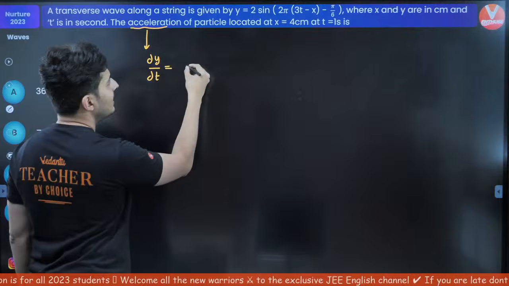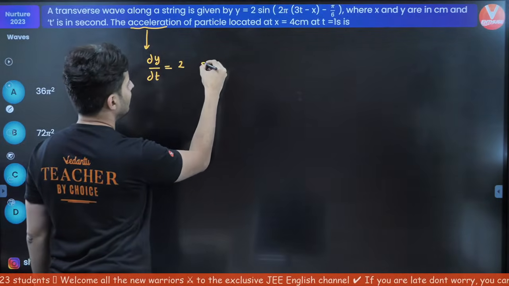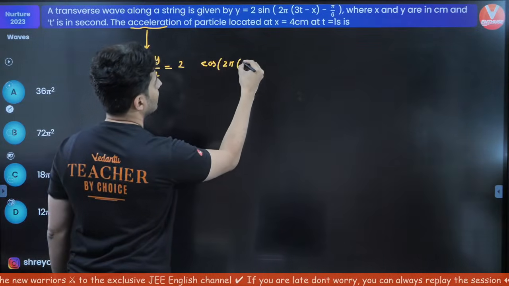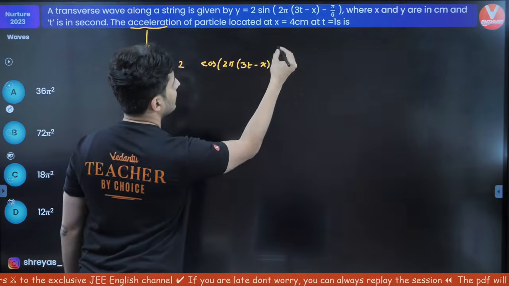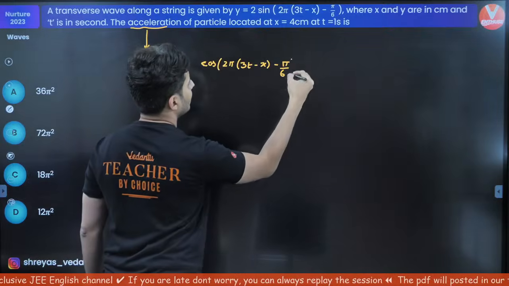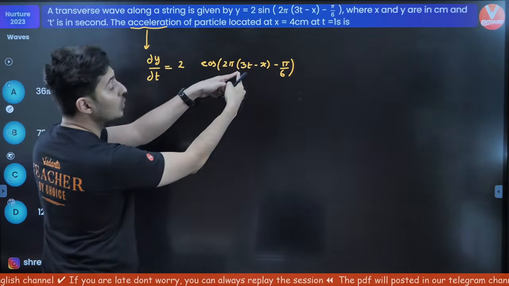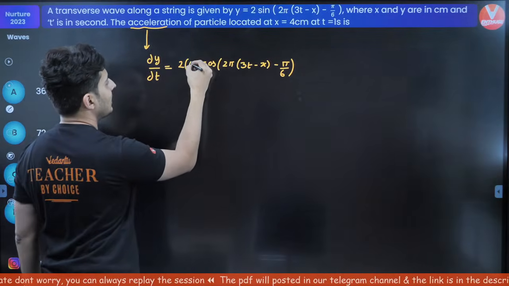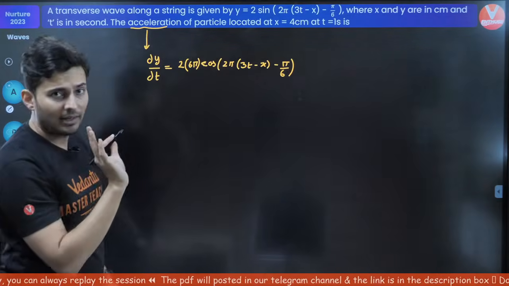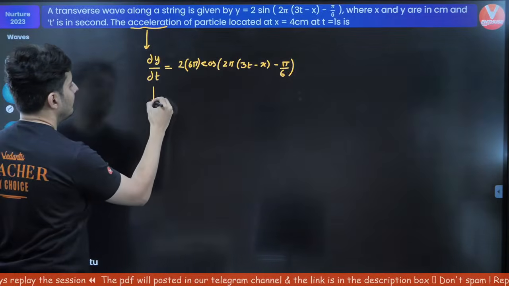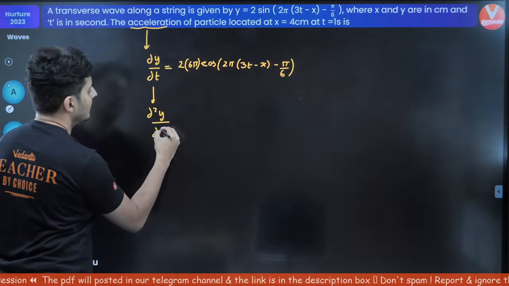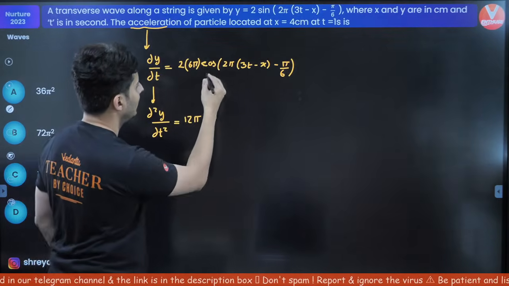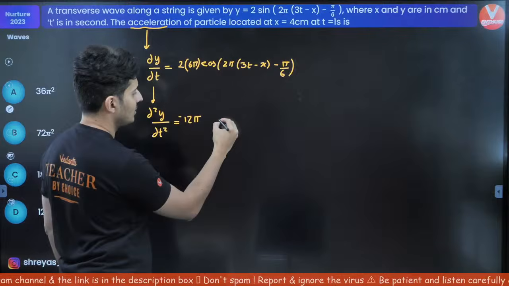dy by dt will be 2, sine's derivative will be cos, and you will have 2 pi and 3t minus x and minus pi by 6. The coefficient of t is 3 into 2 pi. Beware, 3 and 2 pi both are there. So actually what will come out is 6 pi. Okay, fair enough. Next, take the derivative of this also. So d square y by dt square will be 6 2s are 12, so 12 pi. Cos's derivative is minus, so minus sine.